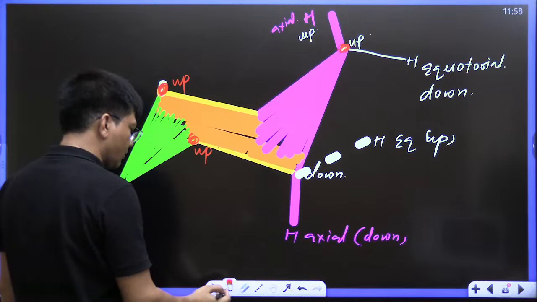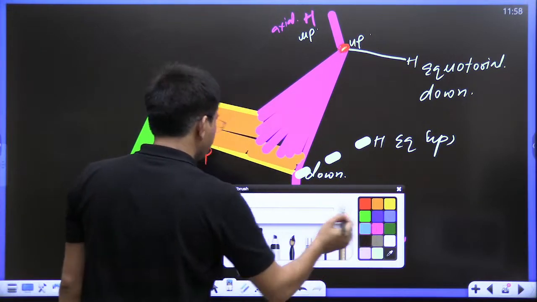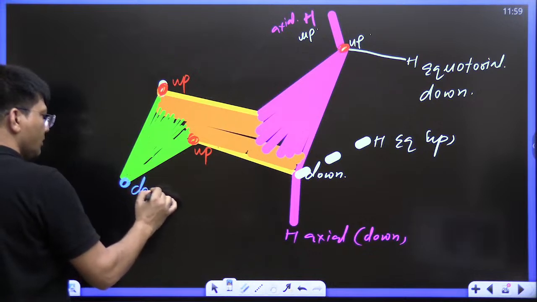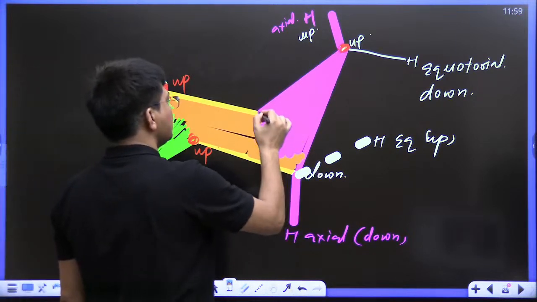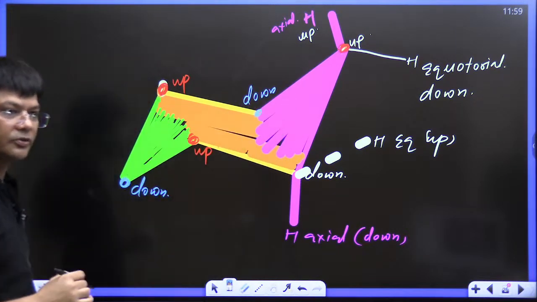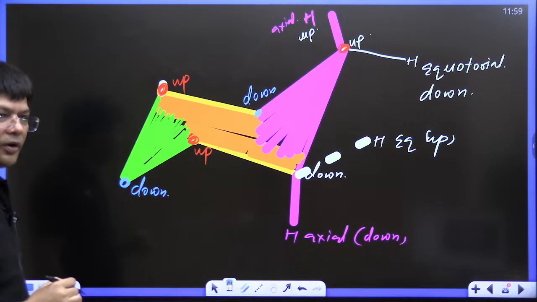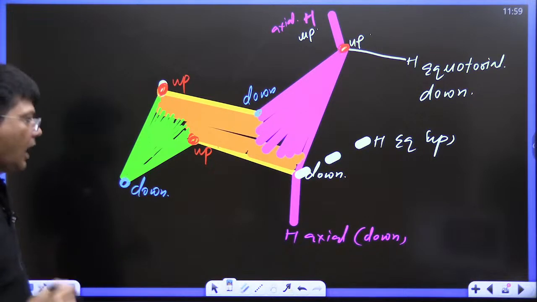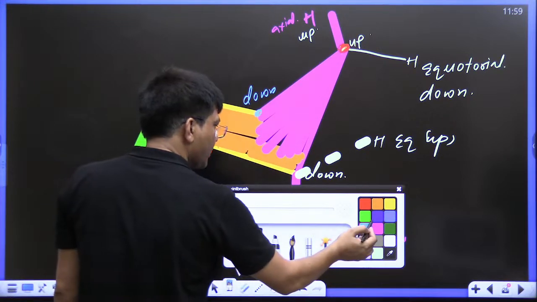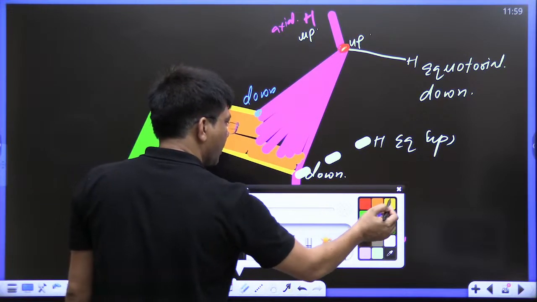and 3 carbons are going down. This is going down, this is going down, and this is going down. 3 up, 3 down. Are you able to understand, kids? Everyone, do let me know if you are able to understand. Now let me tell you a very important thing. Try to understand, not everyone is able to understand.